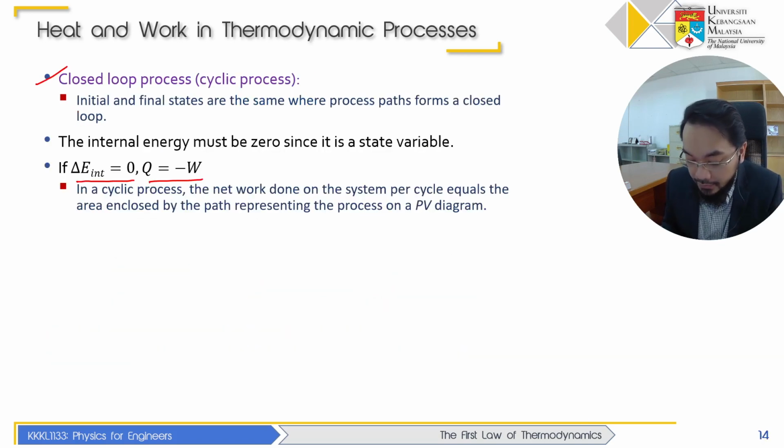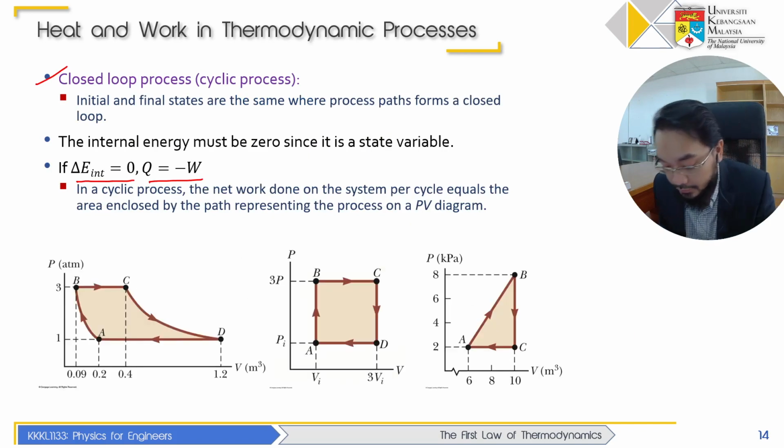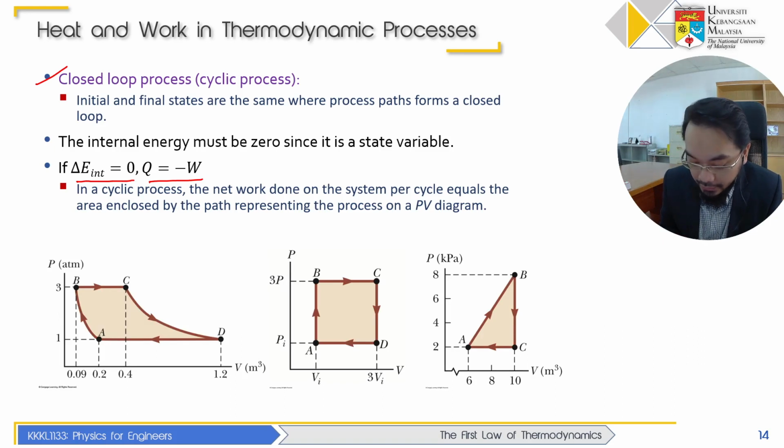In a cyclic process, the net work done on the system per cycle equals the area enclosed by the path representing the process on a PV diagram. So what does a closed loop process look like? It can look like any one of these three. Let's consider A to be the initial state, and then it goes from A to B, and then B to C, and then C to D, and then D back to A again.